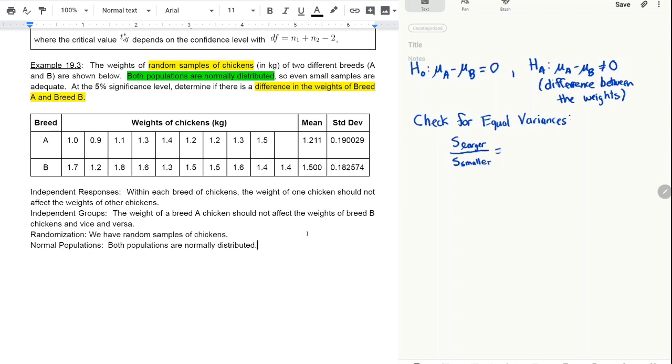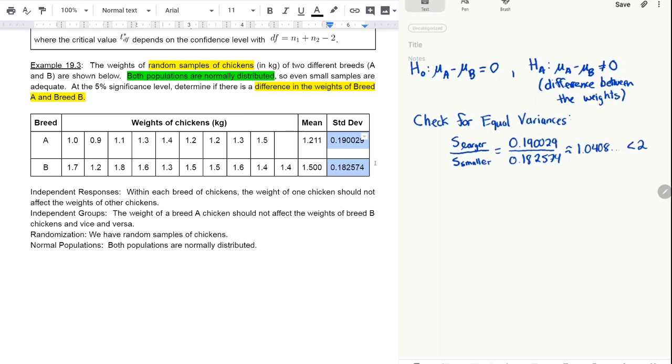Okay, so we're given that the standard deviations are 0.190029 and 0.182574. So we take the larger standard deviation, 0.190029, and divide this by 0.182574, and this will give us a ratio of 1.0408, and this is smaller than 2.